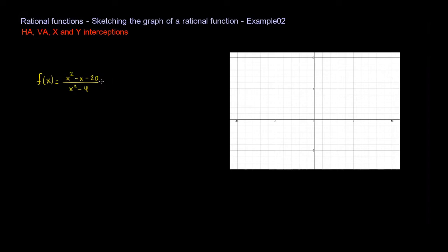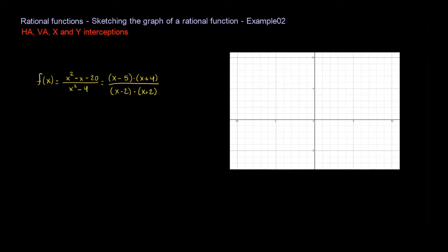I'm going to start right away with the numerator. You have to split it into x minus 5 times x plus 4. Now it will be over, this is a conjugate, so this will be split into x minus 2 times x plus 2, and there it is factored.